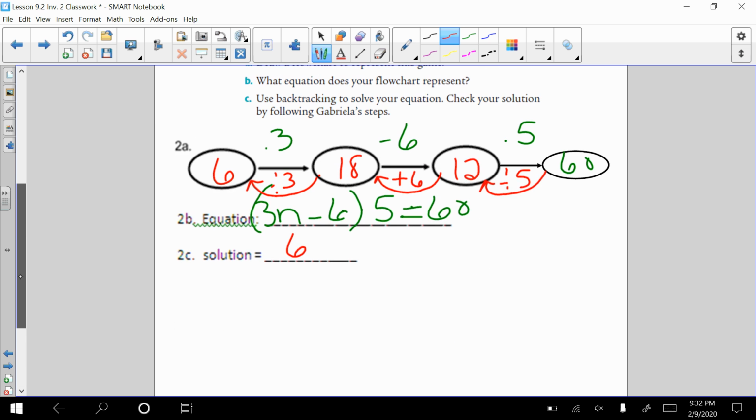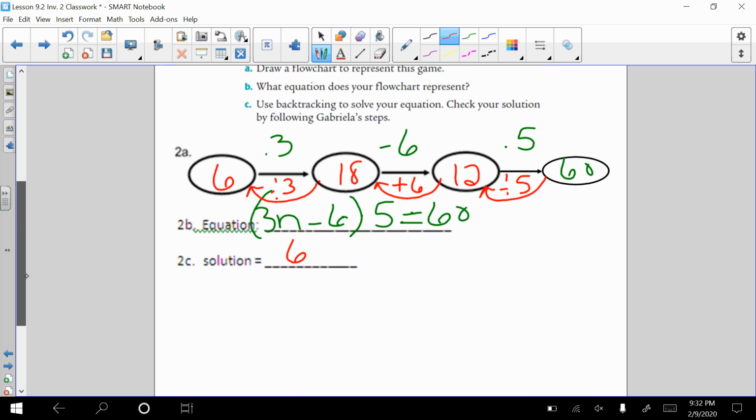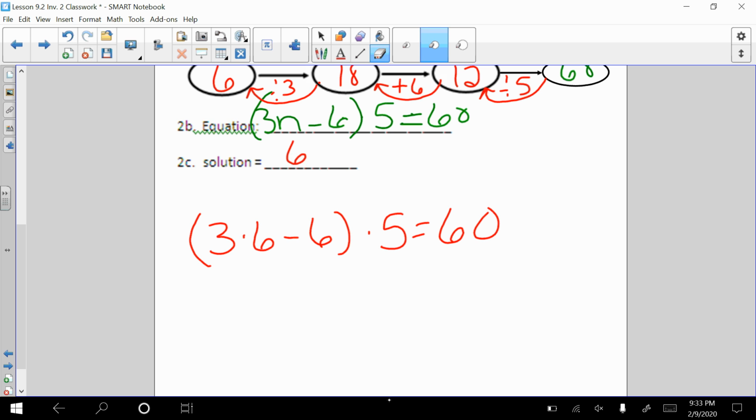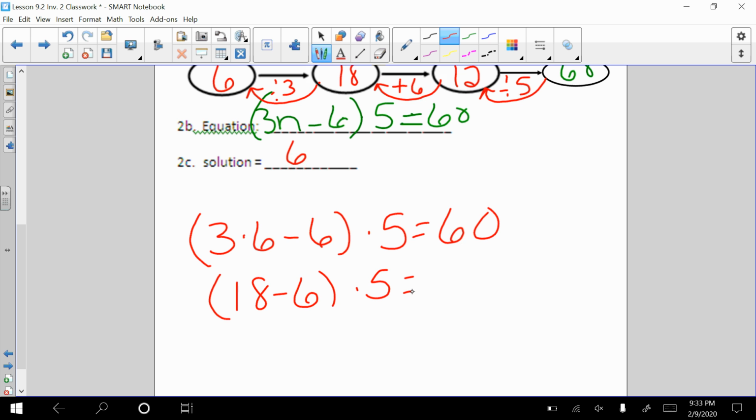Let's put that back into our equation. Again, our equation is 3n minus 6 times 5. So if I did 3 times 6 minus 6, all in parentheses, multiply that by 5 to get to 60. Is that correct? Well, follow PEMDAS rules. Do what's in parentheses first. And I would have to multiply within that. That gives me 18 minus 6, still in parentheses, times 5. 18 minus 6 is 12 times 5. And yes, that does give me 60. So that would be correct.